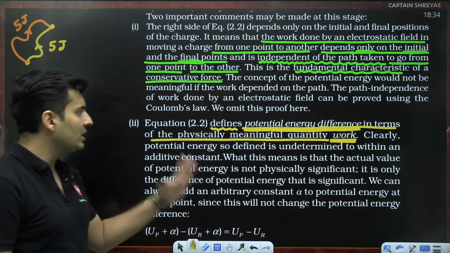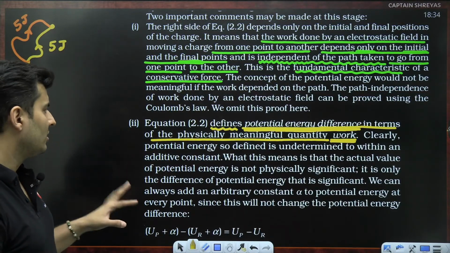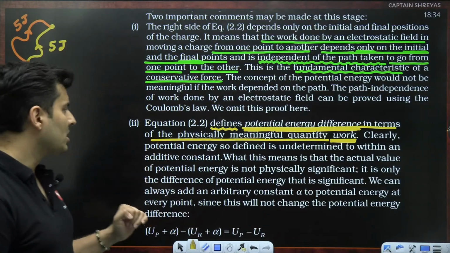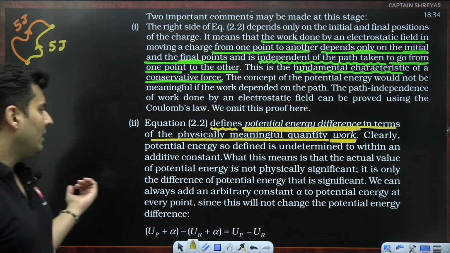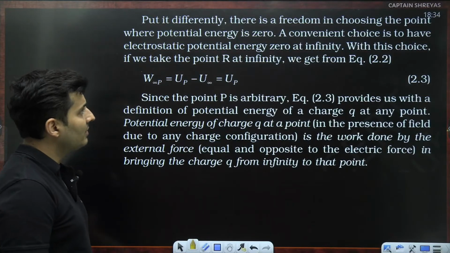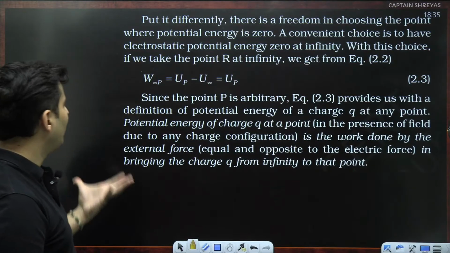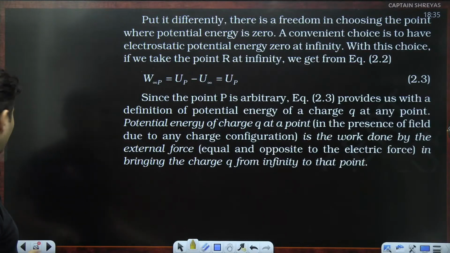Clearly, potential energy so defined is undetermined to within an additive constant. What this means is the actual value of potential energy is not physically significant. It is only the difference of the potential energy that is significant. We can always arbitrarily choose any constant and this will not change the potential energy difference. Put differently, there is a freedom in choosing a point where the potential energy is zero. A convenient choice is to have electric potential energy zero at infinity. With this choice, we take R at infinity, we get this equation.